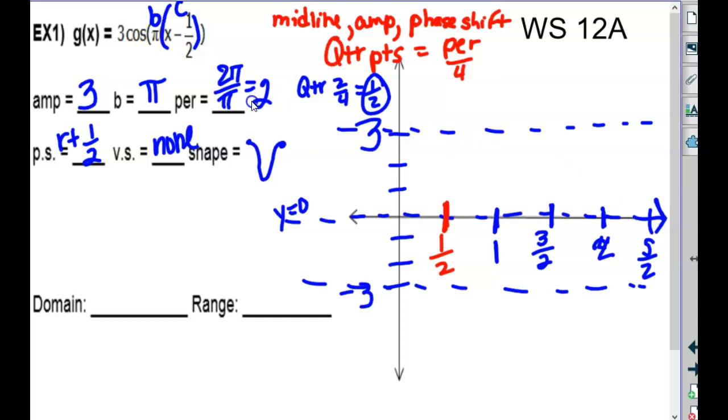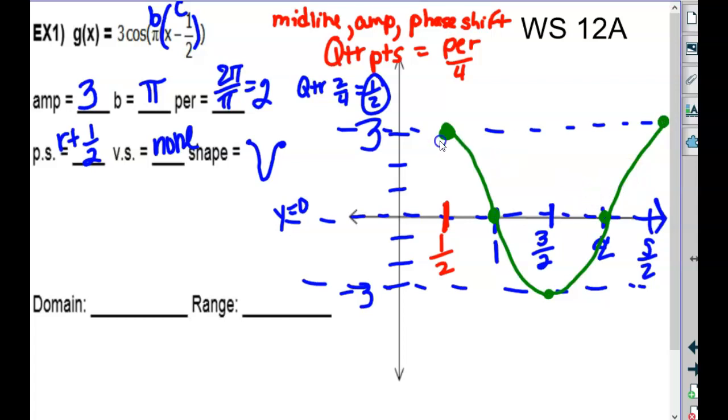Because if the period is 2, doesn't mean it finishes by 2, right? Because we shifted it to the right. So it's going to start at pi over 2. We probably should have drawn it first and then labeled it. Usually goes better for me. Midline, half later. Bottom, half later. Back to the midline, half later, because the quarter points were half. And max, half later. So it finishes at 5 pi over 2.